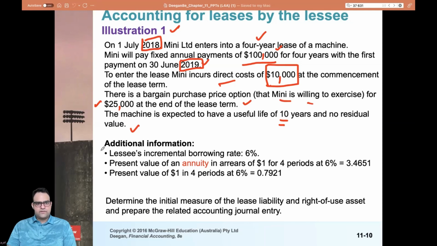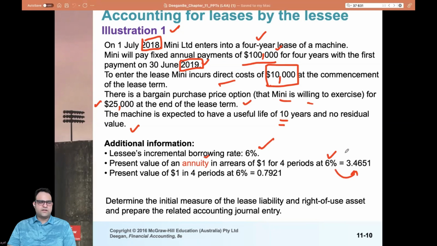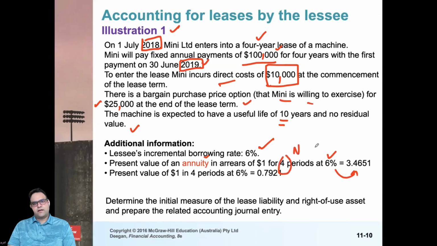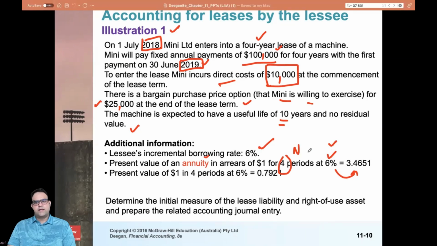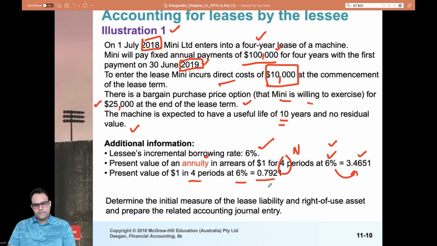Further information given is that the incremental borrowing rate is 6%. The annuity factor at 6% is 3.465. You can see the table is given, but actually there is no need to look at the table nowadays. If you give the N and the interest rate, Excel can easily find the present value factor to be multiplied. Another present value factor, at 6% for a 4-year period, is 0.721.